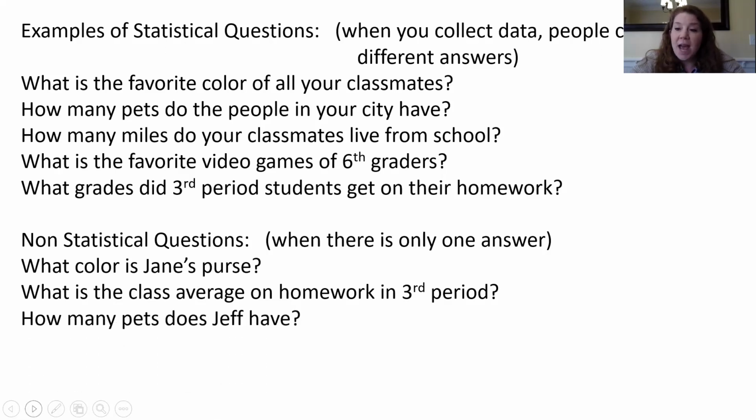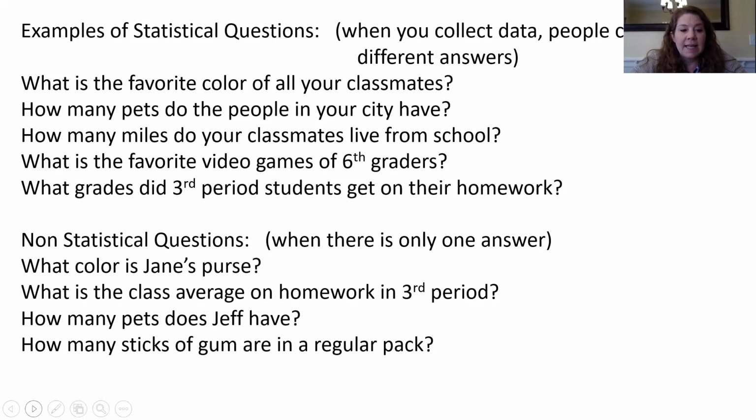How many pets does Jeff have? How many sticks of gum are in a regular pack? Well, if it's a regular pack, that means it's a regular pack because that pack has this many specific types of gum or numbers of gum sticks, whatever. All right, so anyway, I hope that helps. So if there's lots of answers, good question. If there's only one answer to your survey question, it's a non-statistical question, okay?